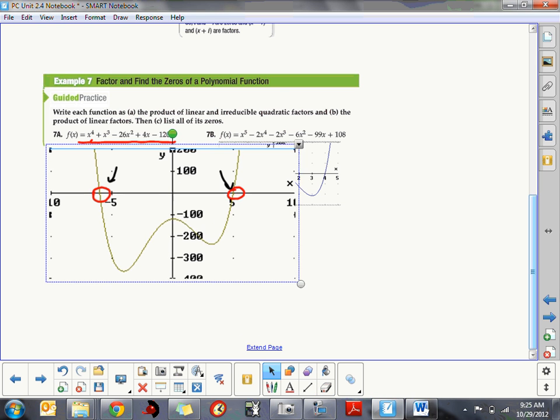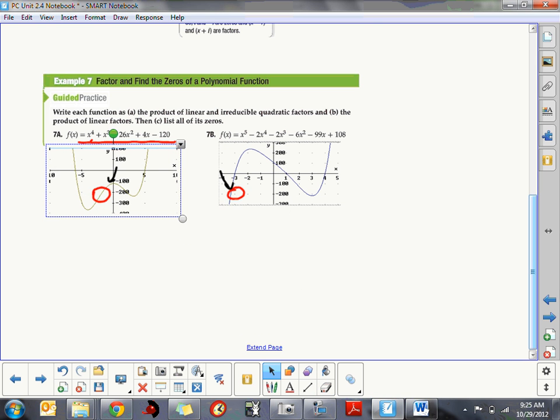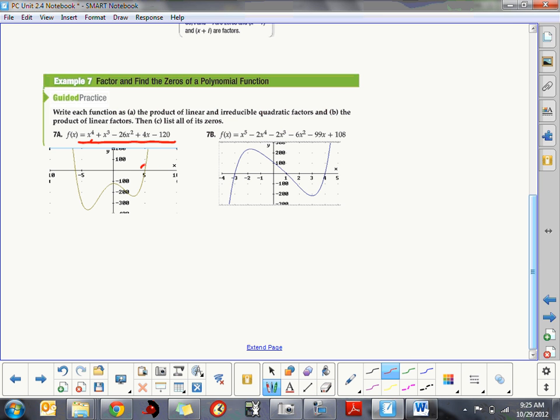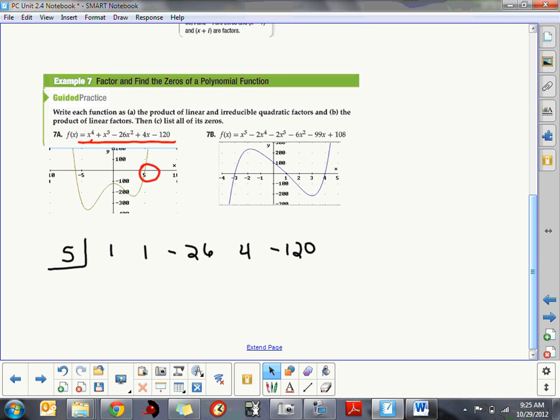So let's model what we're talking about here. From the graph, I'm going to look at this graph and I'm going to predict that I bet that a positive 5 is a zero of the function, and because it's a zero of the function, I can then use the synthetic division, put the 5 in your bar, and then I got a 1, 1, negative 26, a positive 4, and a negative 120. If I get a remainder of 0, then I know that 5 is a zero of the function. So then I'm going to draw the line here.